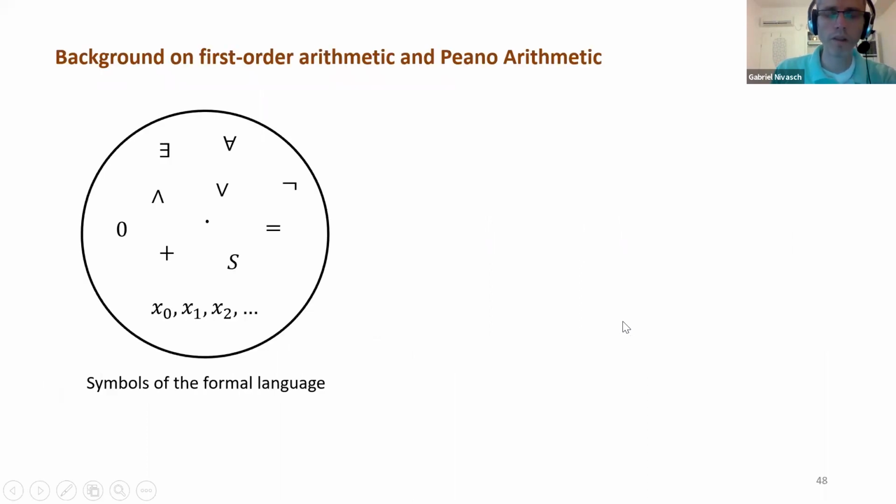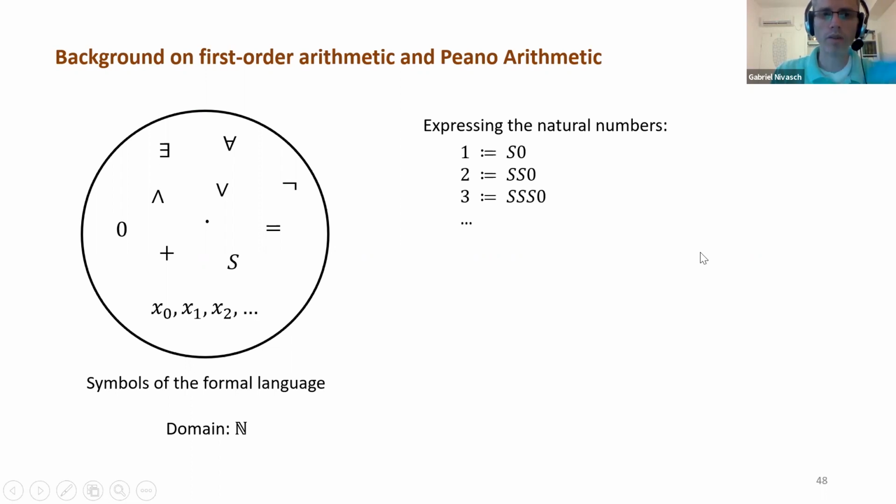Okay, so now we're talking about Peano Arithmetic, now the fun part. I'm again going to say all kinds of things that you already know, probably. There's this thing called first order arithmetic, which is a language that uses the symbols exists, for all, and, or, not, plus, times, successor, 0, and equality. You have variables which represent natural numbers, and the domain is the natural numbers. And you can represent all the natural numbers using the successor and the 0.